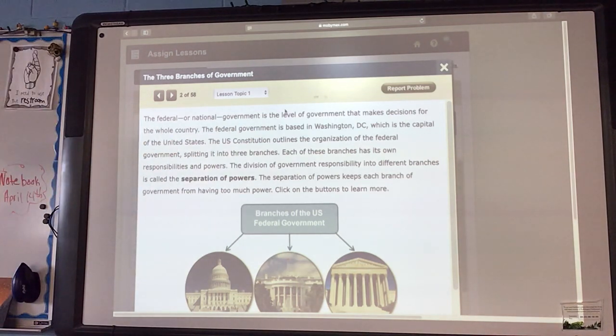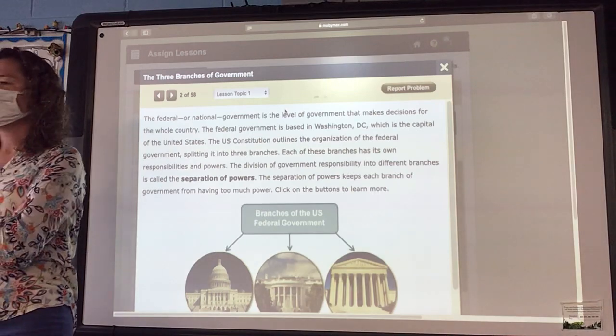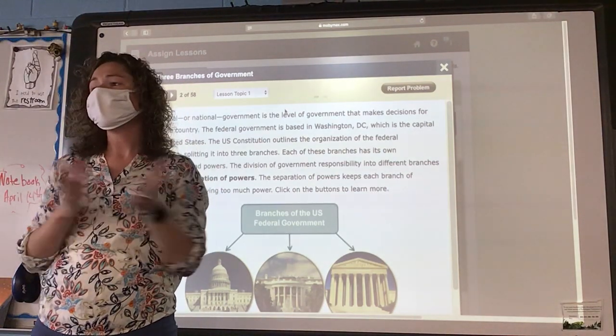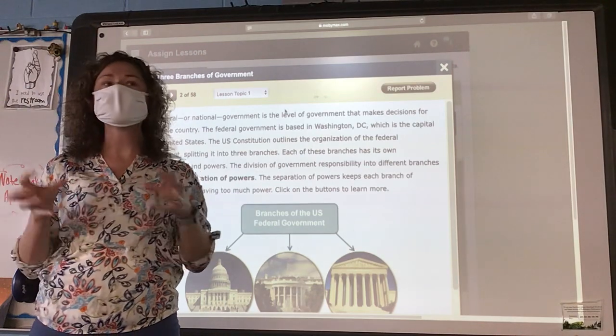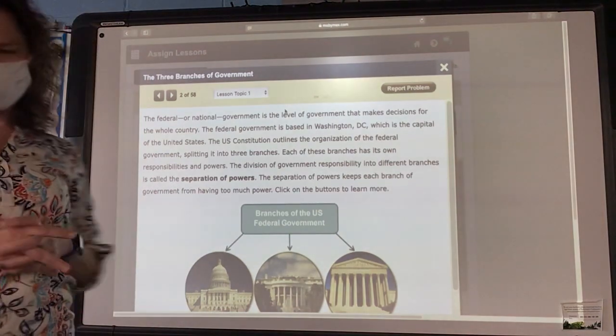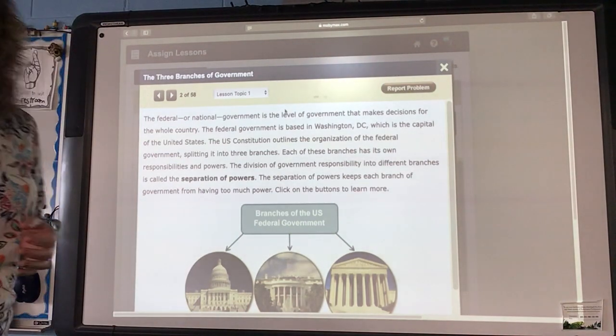The U.S. Constitution outlines the organization of the federal government, splitting it into 3 branches. Who knows what those 3 branches are? All hands should be up. That's something you talked about. You've probably talked about that since at least 2nd grade. Maya? Yep, executive, judicial, and legislative.